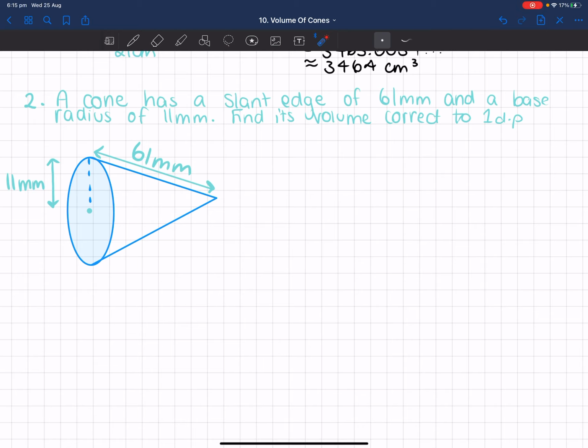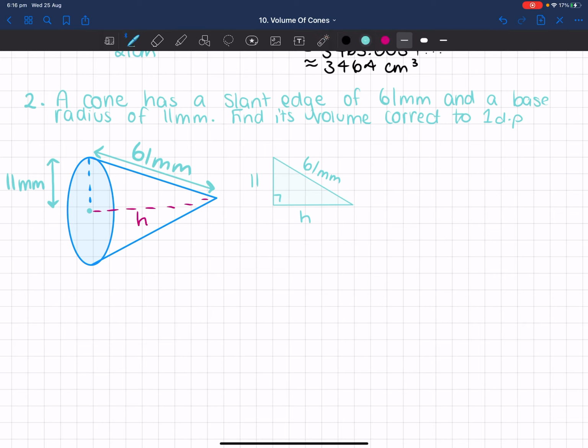So for this one, this isn't the height that we want for our volume formula. We actually want this, right? That's our height. As you can see, what this has created is another right angle triangle. Pulling that right angle triangle out of our cone, we've got 61 millimeters on the hypotenuse, this is 11, and then this h value is going to be that height.